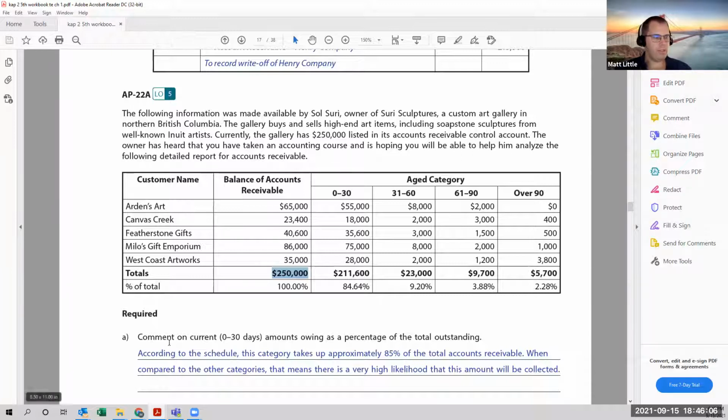The first one says, let's look at our 0 to 30 days. And let's look at the amounts owing as a percentage of outstanding. So if we look here, it rounds to 85%. So about 85% of our total AR is under 30 days. And typically, if your AR is under 30 days, it's highly likely that you will collect that amount. Okay, that's really all we can say about it.